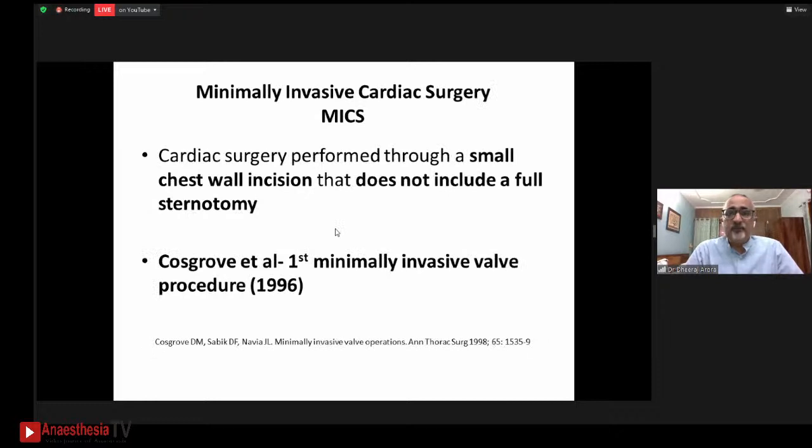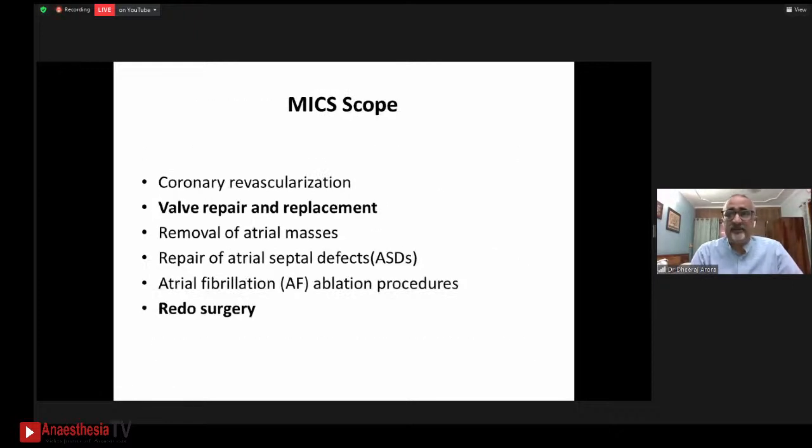Then came the era of minimal invasive surgery. Now, what is minimal invasive surgery? It is any cardiac surgery which is performed through a small chest wall incision that does not include a full sternotomy. That is minimal invasive surgery, and Kosogrov first described it in 1996.